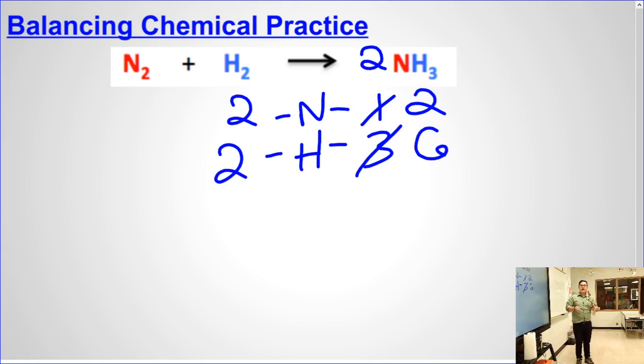Are my number of nitrogens balanced? Yes. So am I going to change this number? No. If it's nothing there, it's understood to be a 1. We're going to keep that 1 there. However, what do you want to put in front of hydrogens to get you what you need? A 3, because 3 times 2 is?